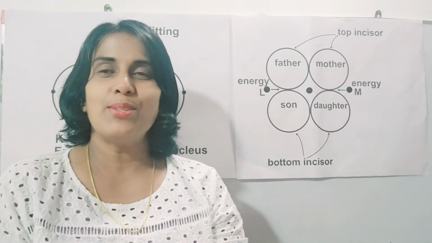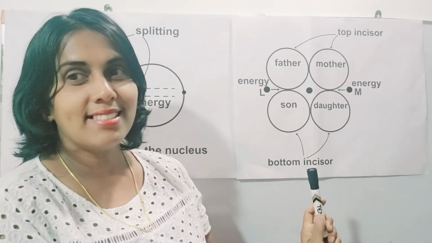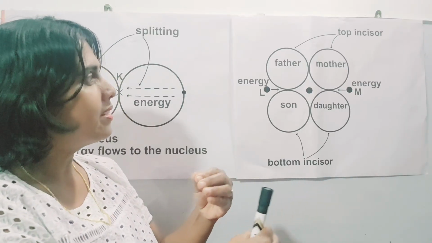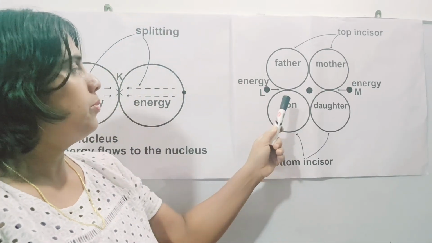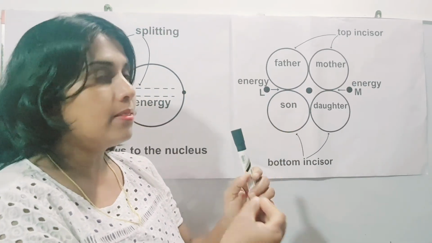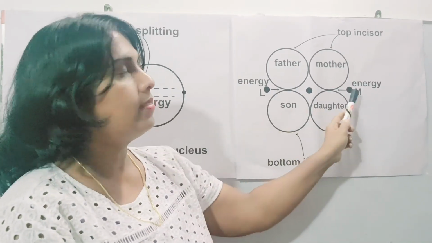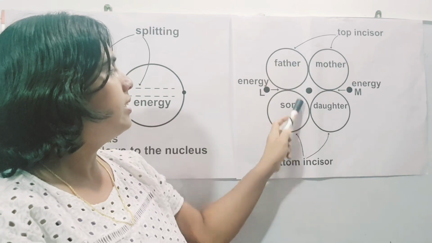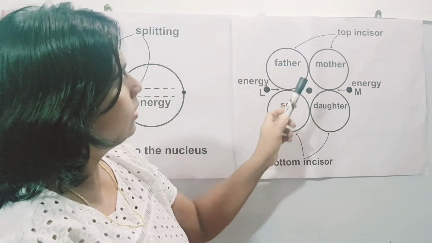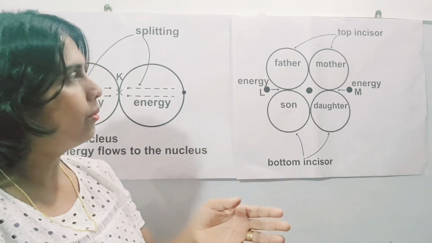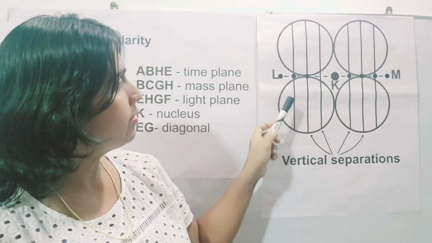But what does the universe do? The universe doesn't bring the nucleus either here or here. Instead, it sets up a new methodology, a new mechanism, a new theory to bring the nuclear energy, the nuclear attraction force, closer to this and this. As a result, vertical separations take place here through the father, mother, son and daughter forces. I've drawn the vertical separations.